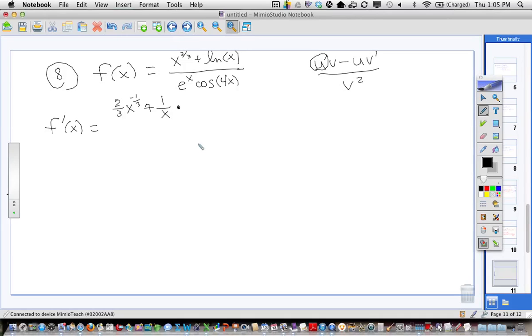But yes, this absolutely has got to be in parentheses, because it's all of that. It's the whole u prime times the v. And without that, we would not have been multiplying all of it. We'd only have been multiplying the 1 over x. So that has to be in parentheses. All right, times v, which is all that: e to the x cosine 4x. Now, does that need to be in parentheses? No. Not really, because they're multiplied.